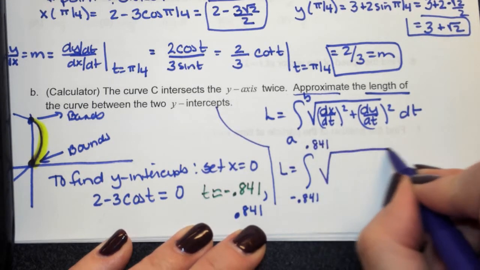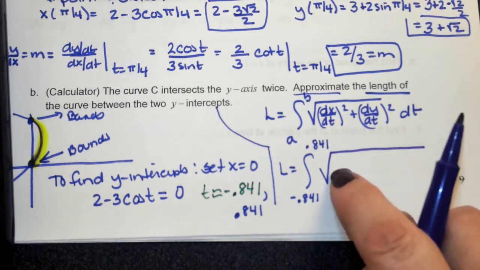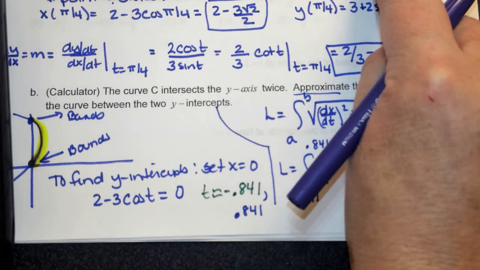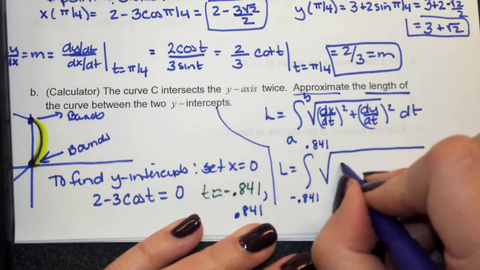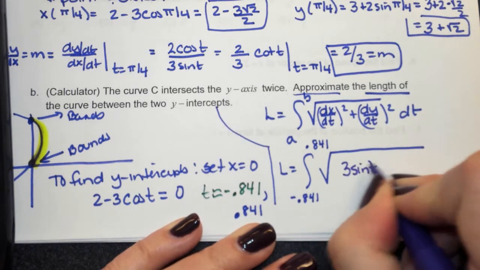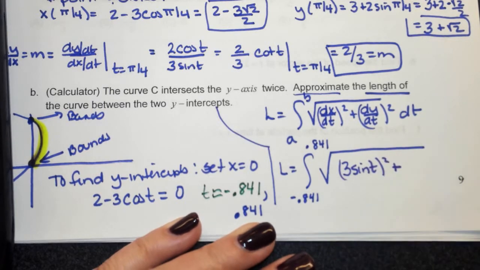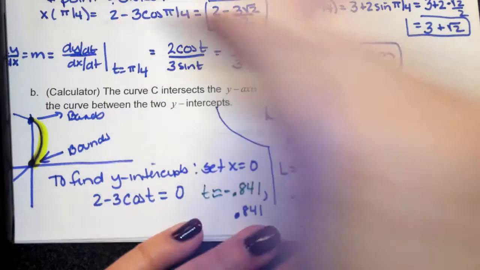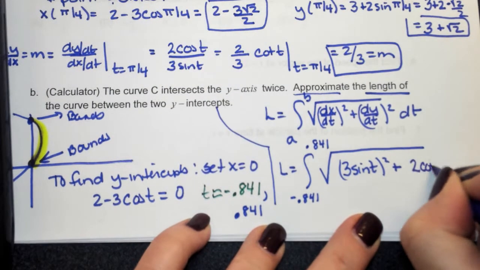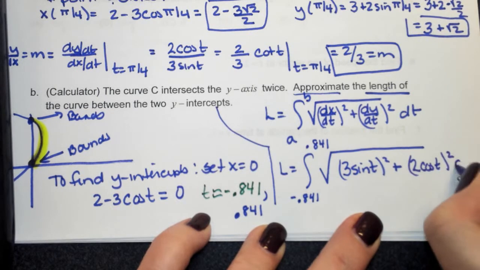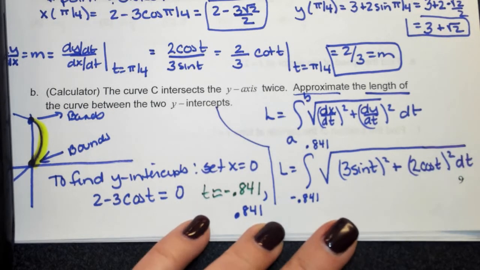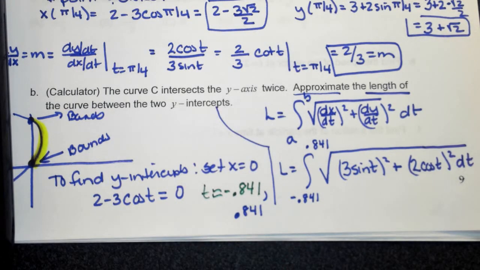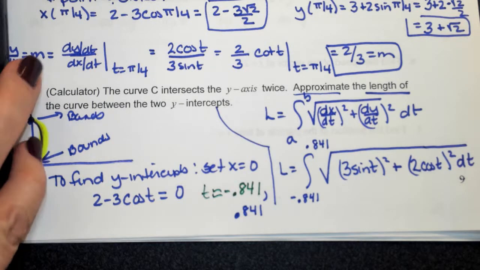Again, it's going to be the square root. dx/dt is 2 minus 3 cosine t. So the derivative of negative 3 cosine t is going to be 3 sine t, squared. Plus your dy/dt, the derivative of 2 sine t is going to be 2 cosine t. Any questions on how I have the integral set up there?